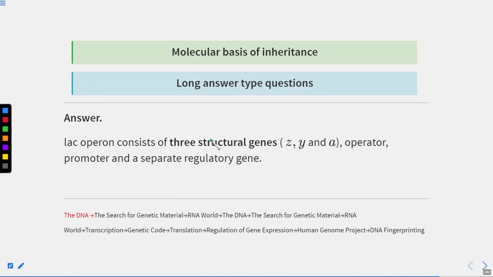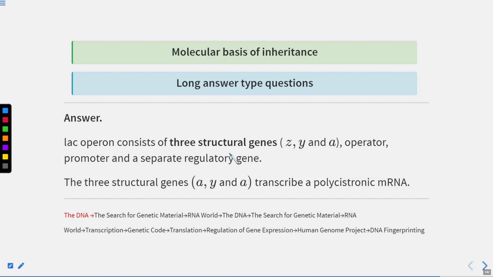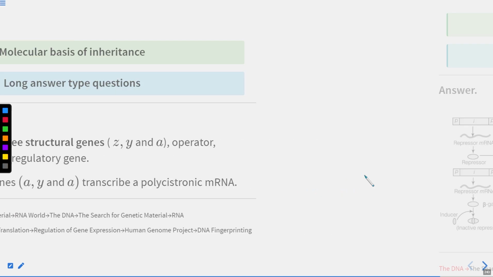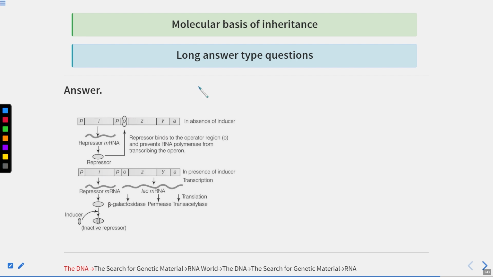Now the lac operon consists of three structural genes. This we have already discussed: the Z gene, Y gene, and the A gene. It also consists of the operator, promoter, and the separate regulatory gene, which is denoted by I. The three structural genes transcribe the polycistronic mRNA. I've already told you this. So here you can see the situation in the absence of the inducer. This is a lac operon first of all.